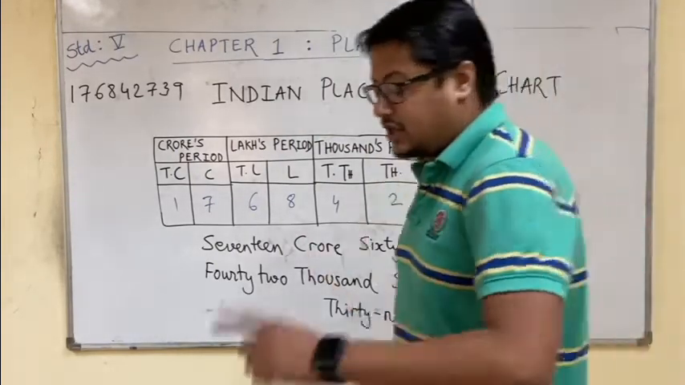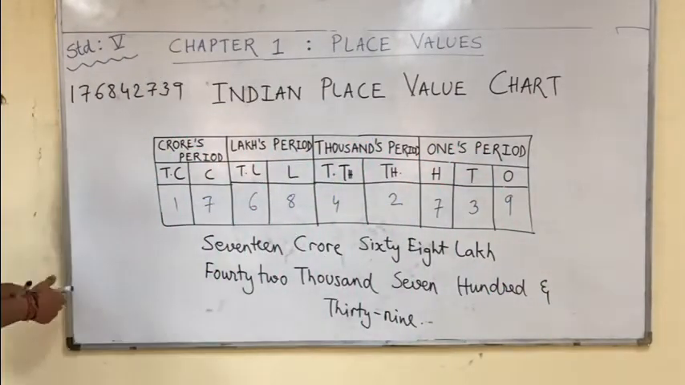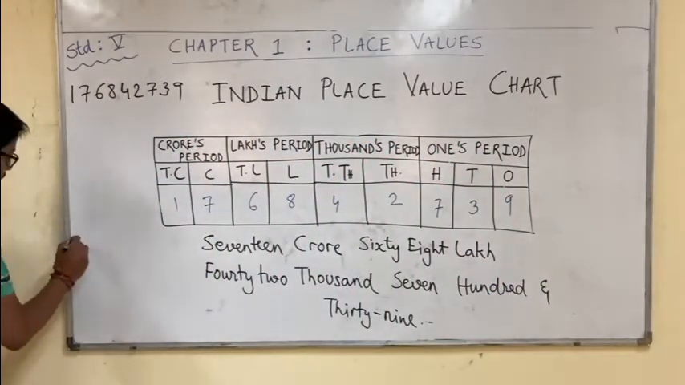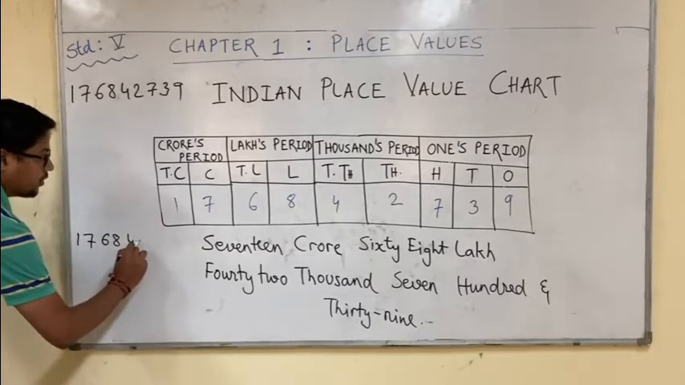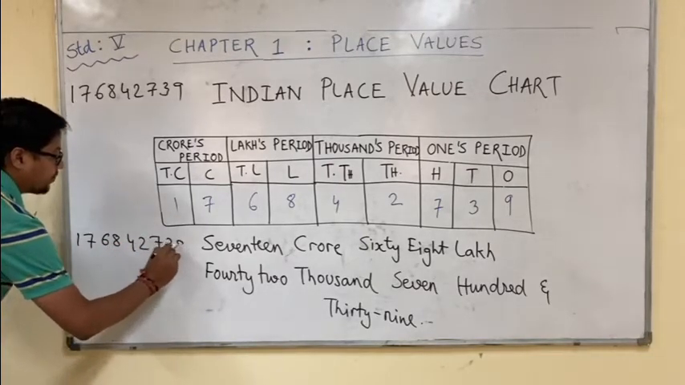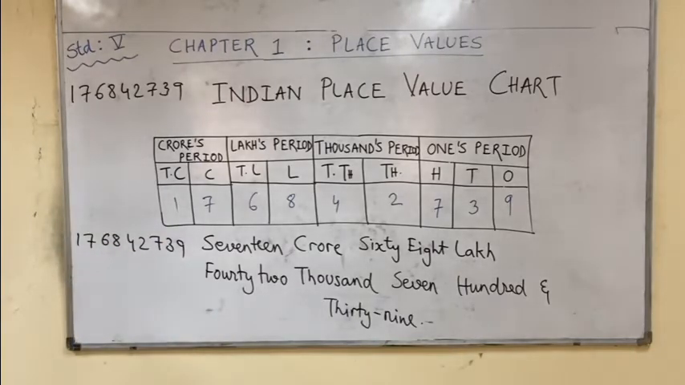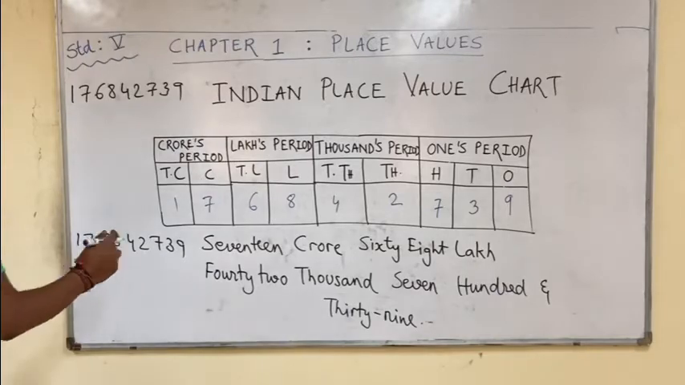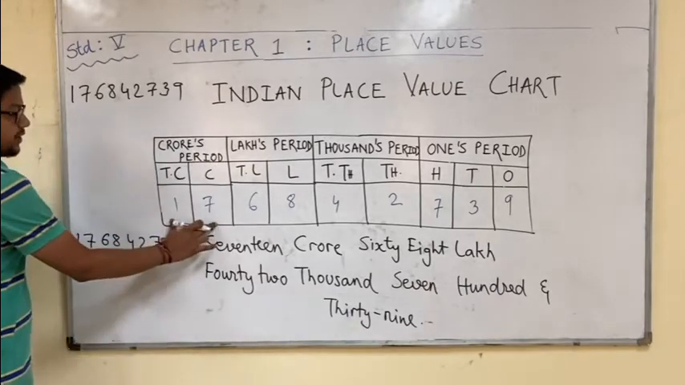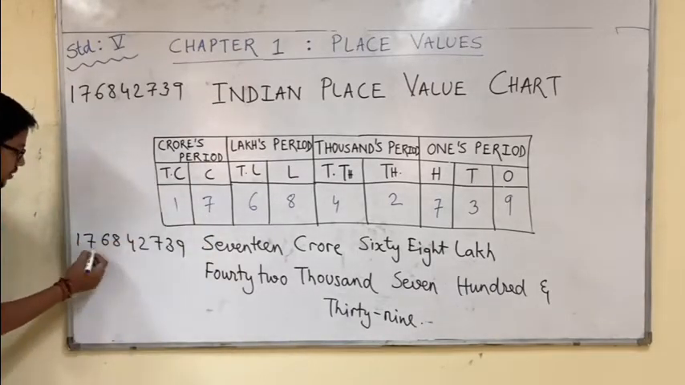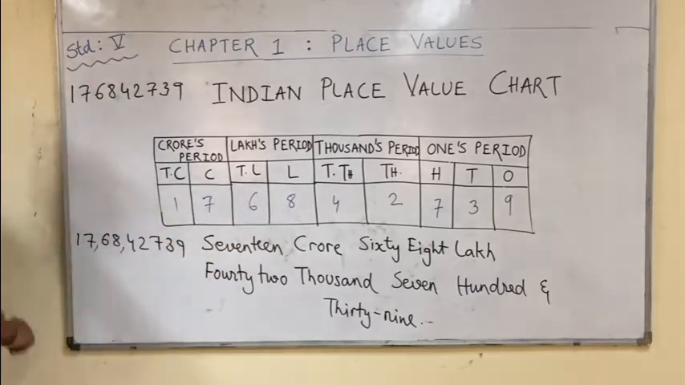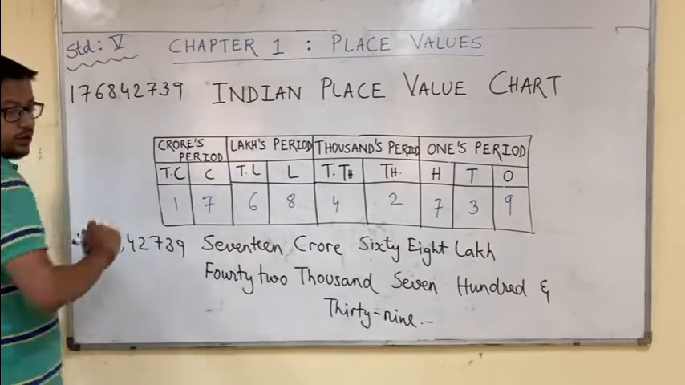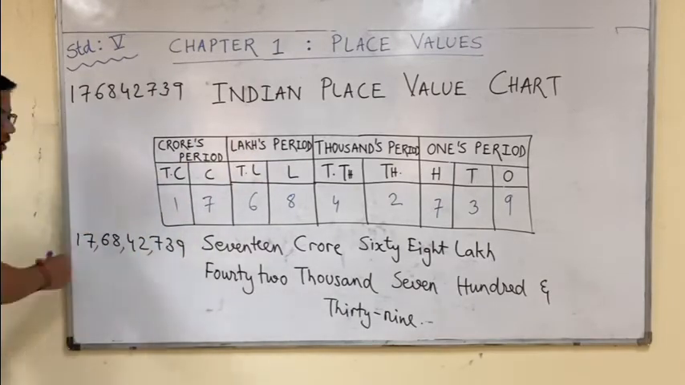Okay, one more thing sir would like to show you. I will write this number once more here. 176842739. How does this period help us? Period helps us putting the commas also. 17 is in crores period over, put a comma. 68 is in lakhs period over, put a comma. 42 is in thousands period over, put a comma.